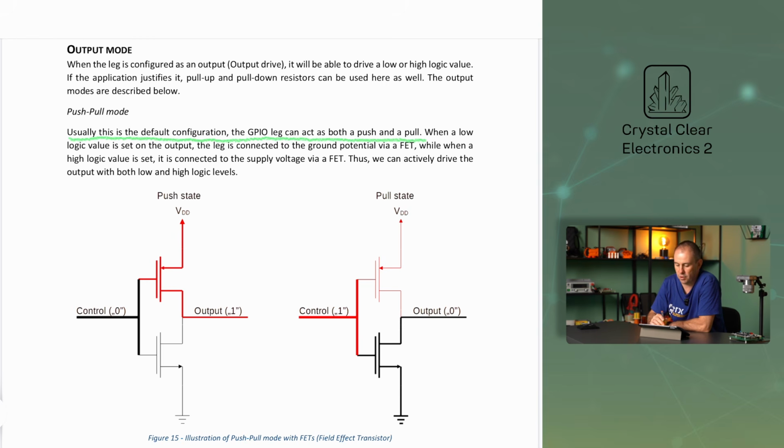When a low logic value is set on the output, the leg is connected to the ground potential via a field effect transistor, while when a high logic value is set, it is connected to the supply voltage via a FET. Thus, we can actively drive the output with both low and high logic levels.